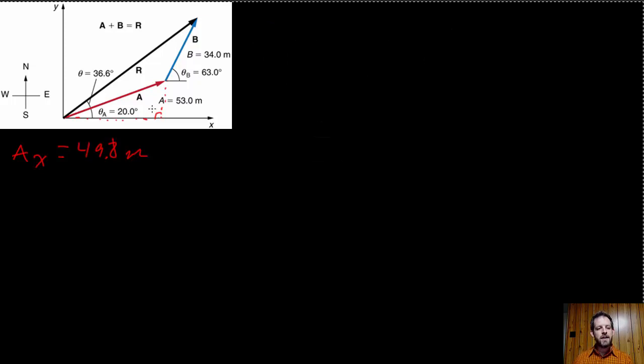So to find the Y part of the A vector, we do the same thing, but this time we're looking at the opposite over the hypotenuse. So this is the opposite right here, opposite of the angle, and then the hypotenuse is right here as always. So instead of using cosine, we're going to use sine. So A sub Y equals, same thing. It's going to be A, which was 53, times the sine.